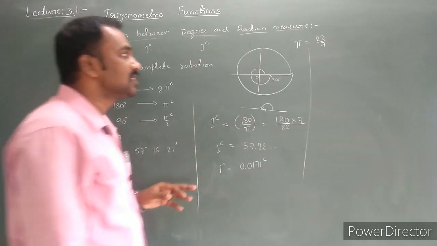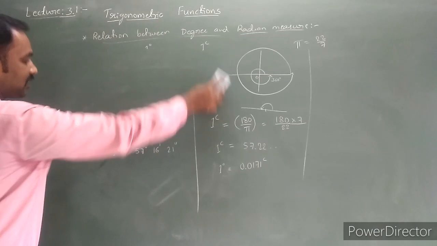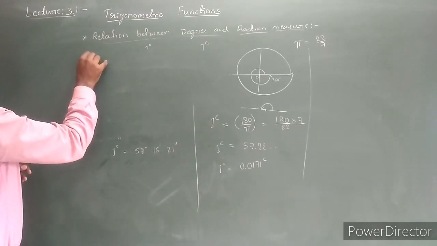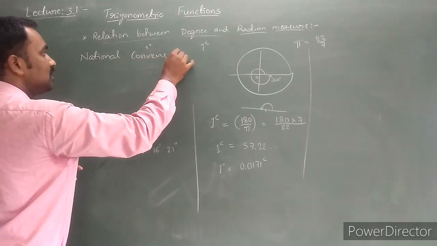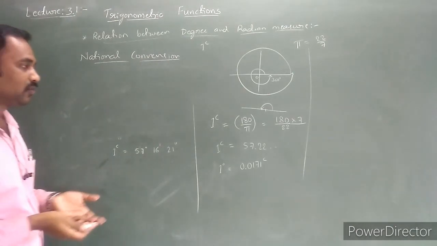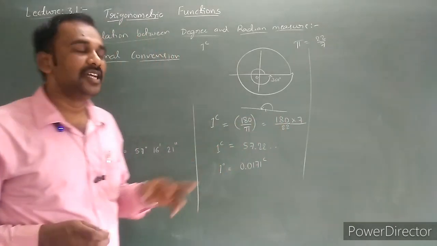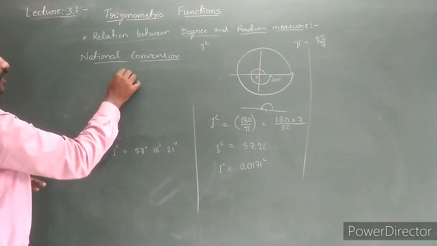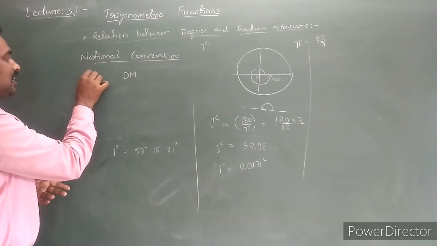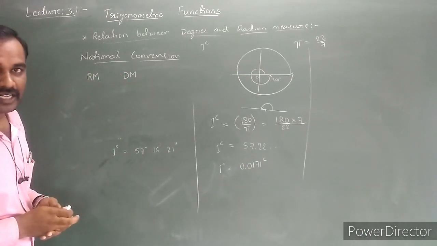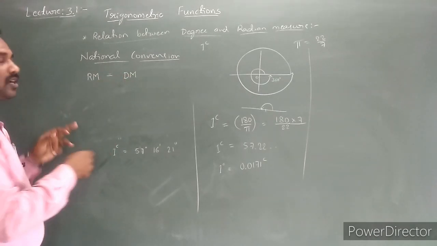How to convert these values? We take it as a notational convention. What is meant by the convention? We can convert degree measure to radian measure or radian measure to degree measure. Suppose a degree measure is given, where dm is the degree measure, but I require a radian measure. I need to convert the degree measure into radian measure.